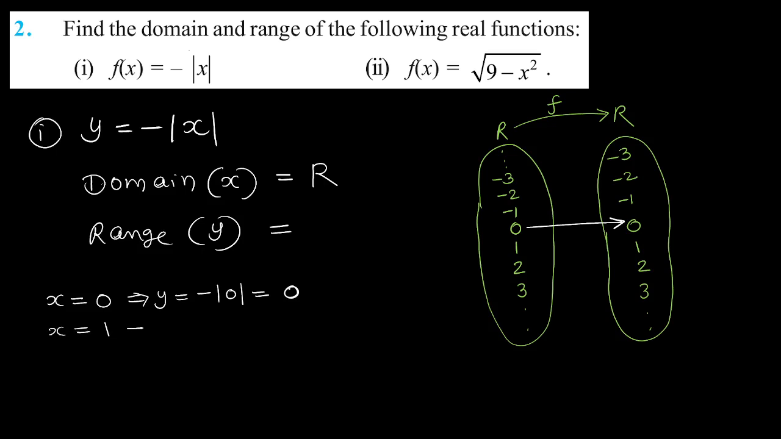If x equal to 1, y equal to minus of mod 1. Mod 1 is 1. Can I reduce some steps? Mod 1 is 1, but minus is there outside. So minus 1.